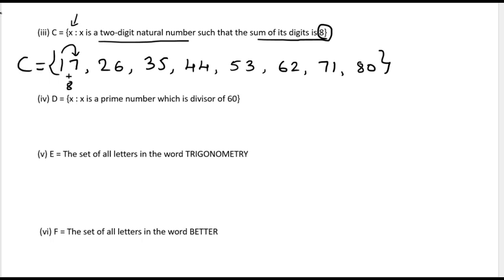So C is equal to, you should list all the elements. They are separated by commas and enclosed within the flower bracket. So when you add the sum of the two digits, you should get 8.